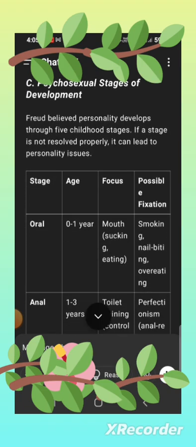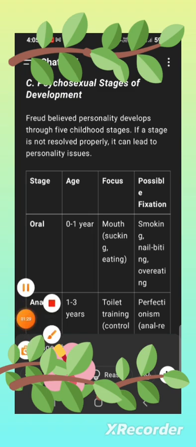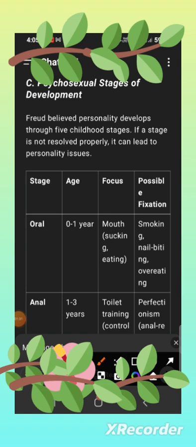Psychosexual stages of development. Freud believed personality develops in 5 stages. If a stage is not resolved properly, it can lead to fixations and personality problems in adulthood. Oedipus complex, boys: a child's unconscious desire for the mother and jealousy towards the father. Electra complex, girls: a girl's attachment to her father and rivalry with her mother.